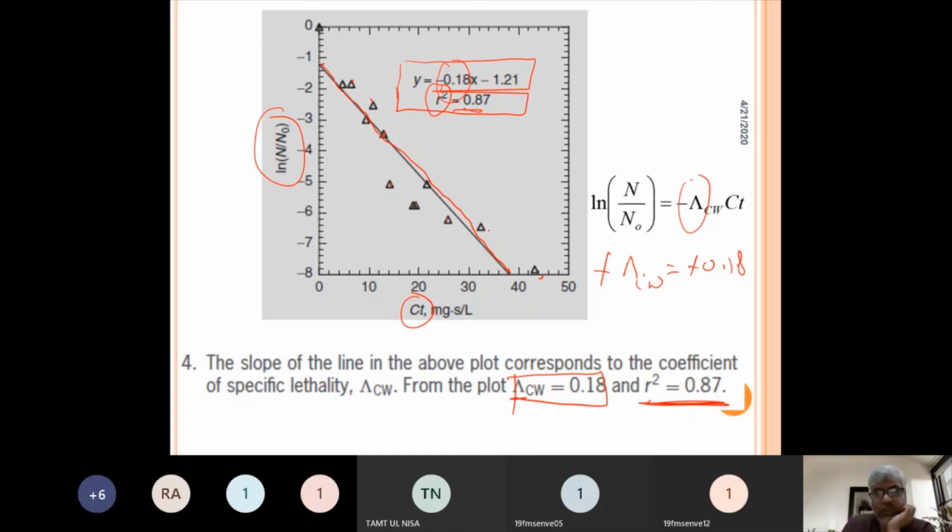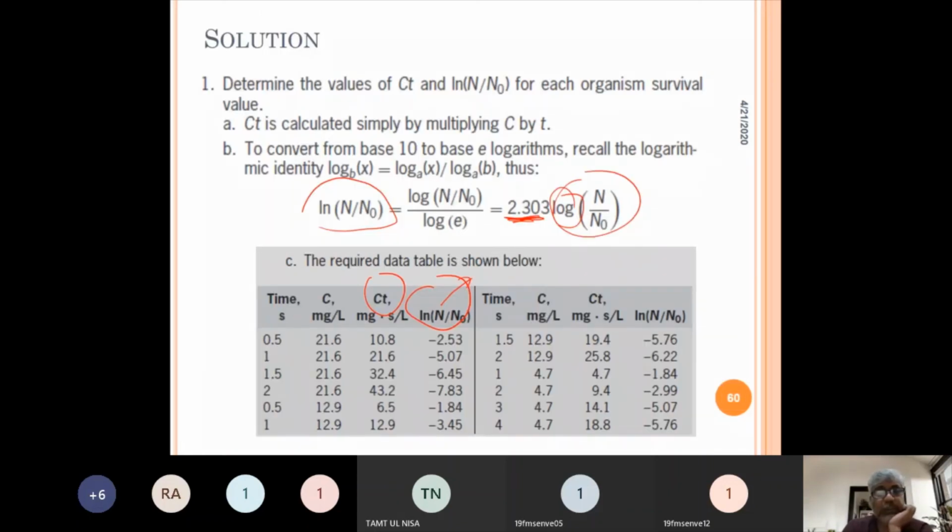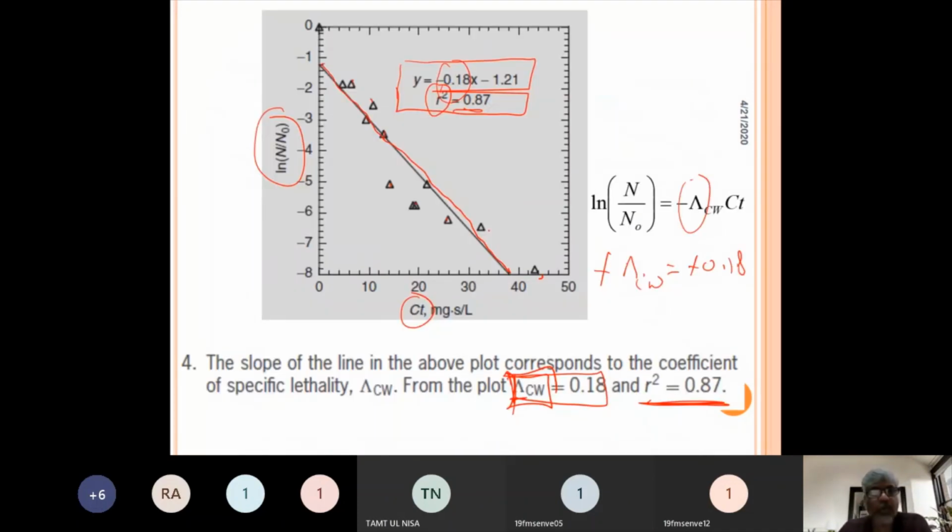So we solved this problem. We can find the coefficient of specific lethality like this. It's quite easy, and later on we will see how we use the coefficient of specific lethality in more calculations.